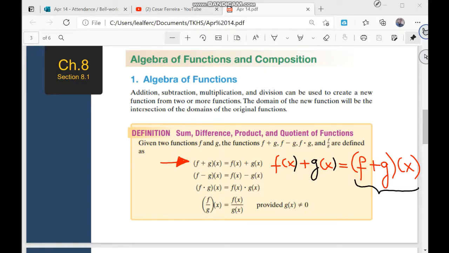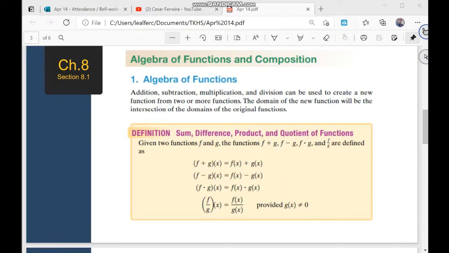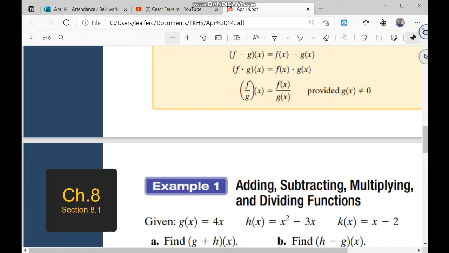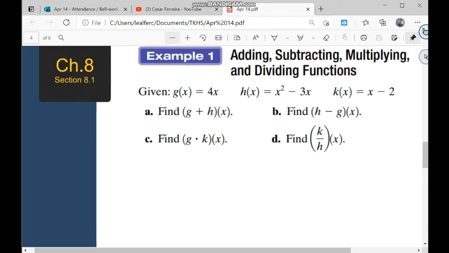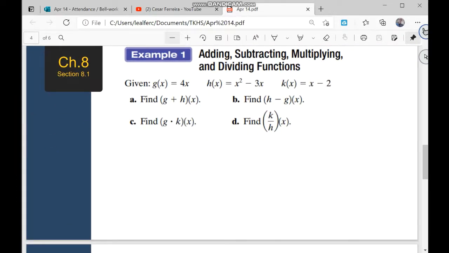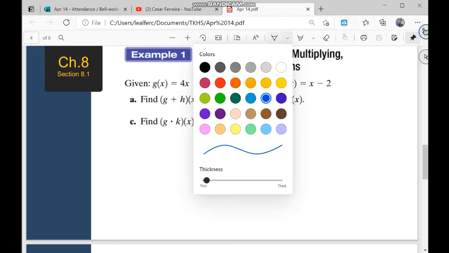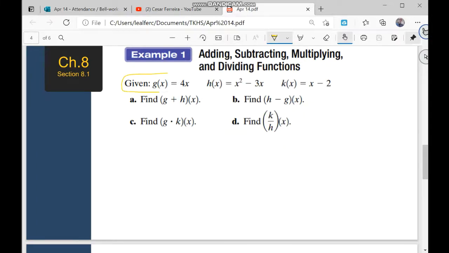Okay? And yes, it's confusing when we look at the definition. It might be a little bit confusing. Let's work on an example. It's much better and easier to understand if we work on an example. Adding, subtracting, multiplying, and dividing functions, and the functions that we're going to work with are here. We will work with g of x, h of x, and k of x. They are defined on this line.